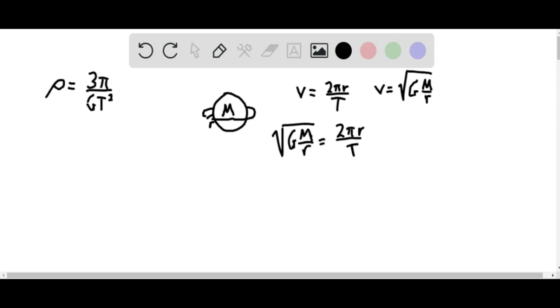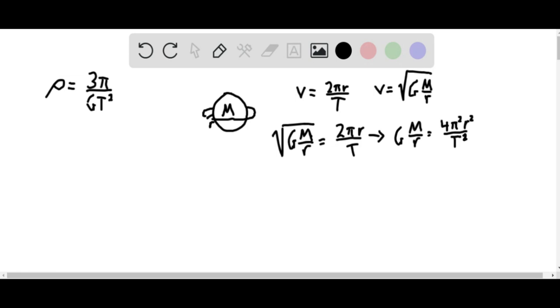Mass is going to be important in finding our planet's density, so let's square both sides to get mass out from under that square root. Now we'll have G times M over r on the left-hand side of the equation, and 4 times pi squared times r squared divided by T squared on the right-hand side.